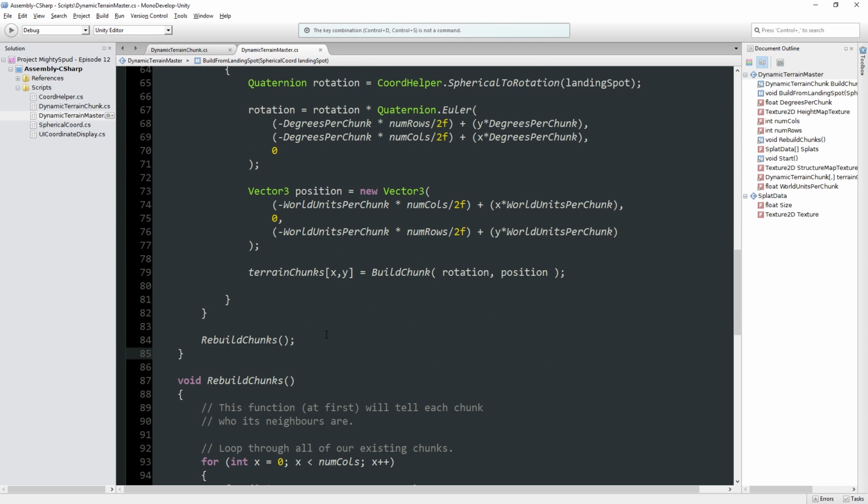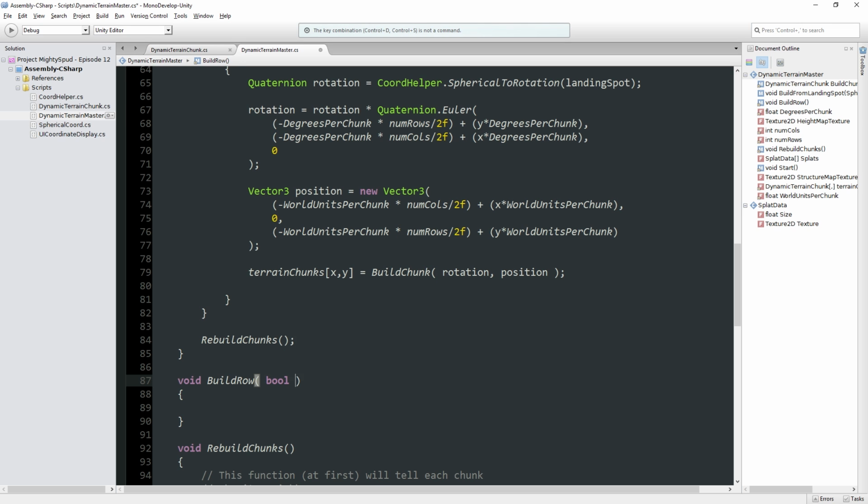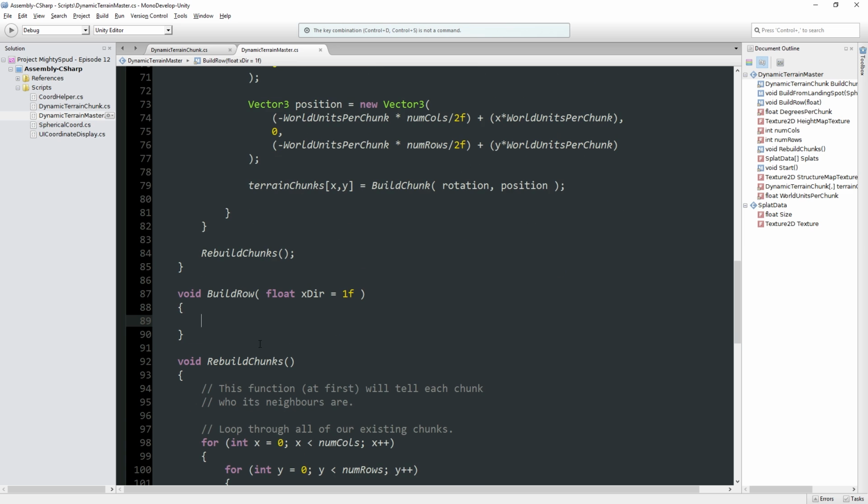I think we might actually have something like build row, and then maybe even a direction, right? A bool, so positive x or something like that, or maybe just a float, x direction, which defaults to a value of 1 or something like that. So as you move, if you move past the y boundary at the bottom, yeah, I guess we're talking about rows. These are in the y direction. So when you leave your middle chunk via the y boundary at the bottom, we're going to call build row to build a new row beneath us.